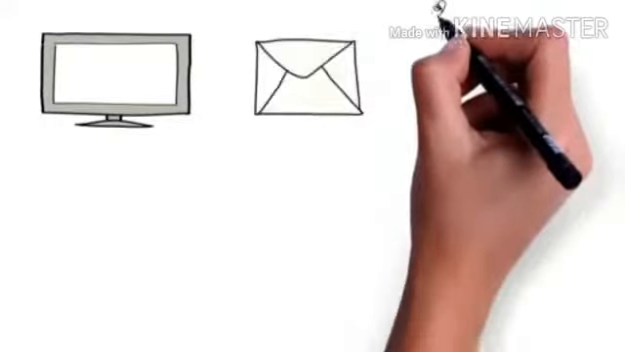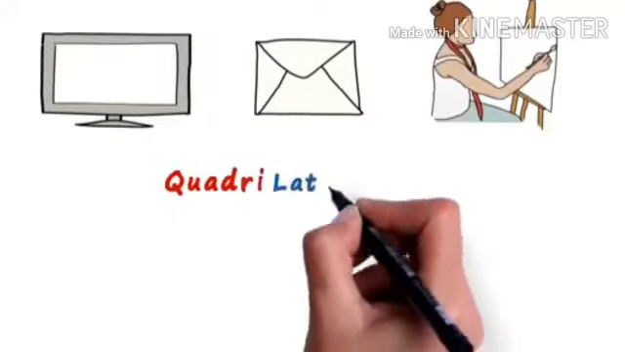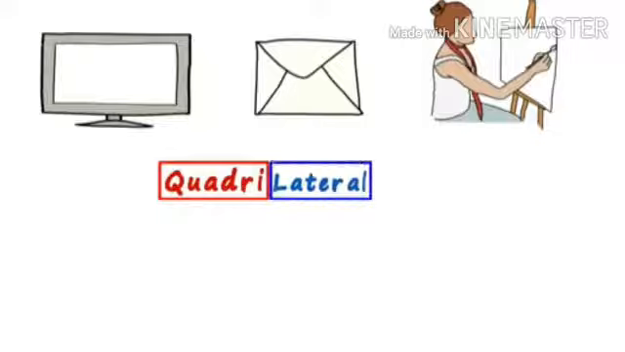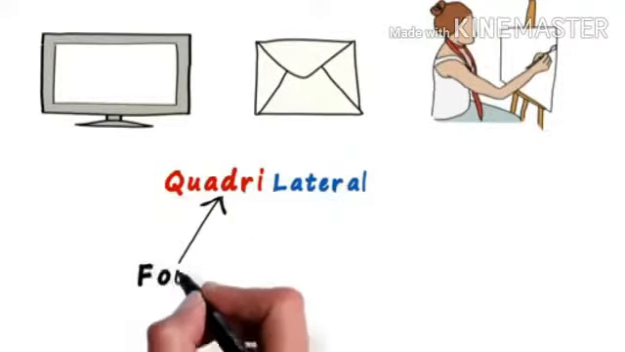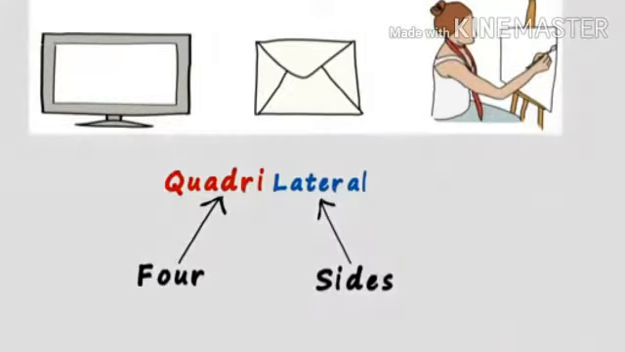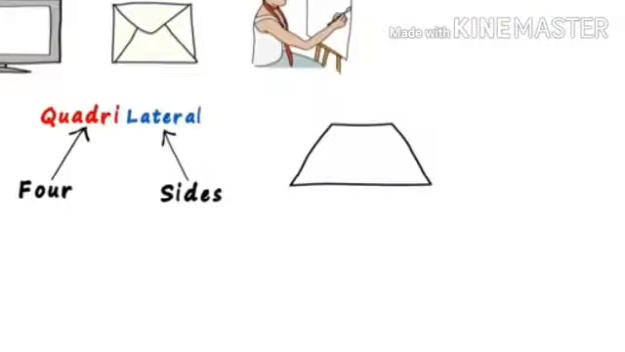Television screen, an envelope, or a canvas are all examples of quadrilateral. Quadrilateral is one word, but you can see that this part is colored red and this part is colored blue. Quadri basically means four and lateral means sides. If you observe, all these things have four sides. This is an example of a quadrilateral.